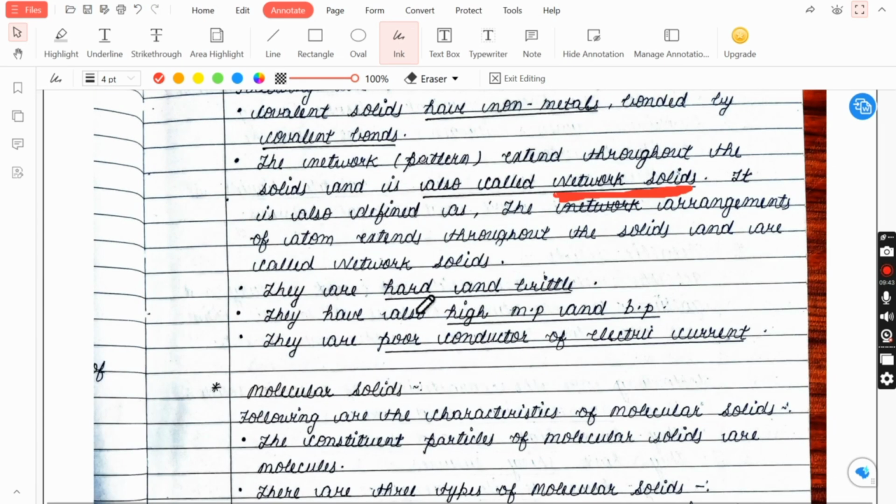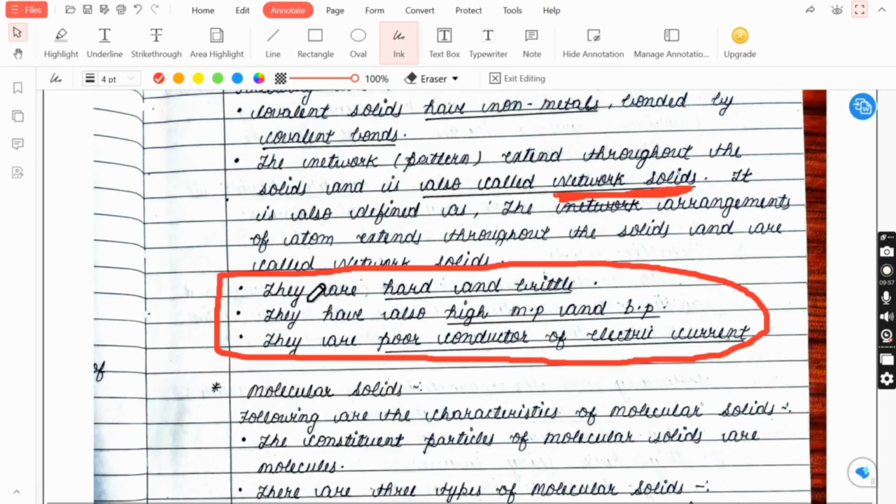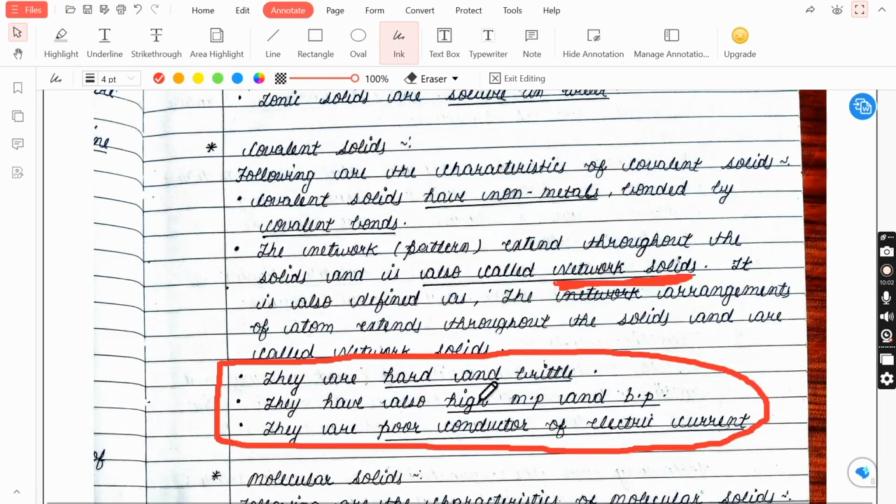Then what are the basic properties? They are hard and brittle, they have high melting and boiling points, and they are poor conductors of electric current. So these properties are a must. You must keep in mind at least 3 properties of any topic you are learning in chemistry, because you never know what question you are going to get in the examination.